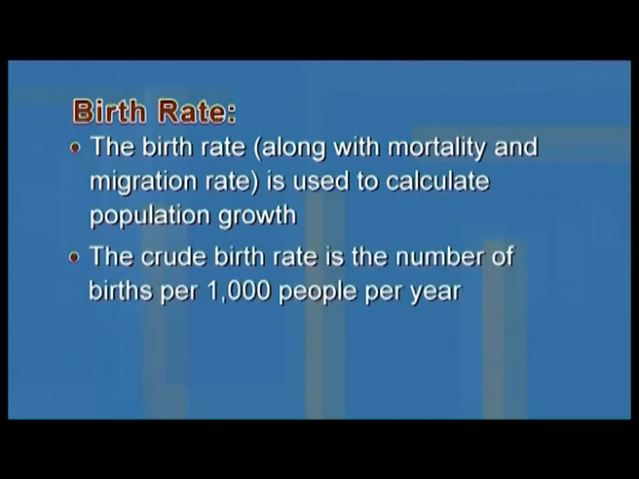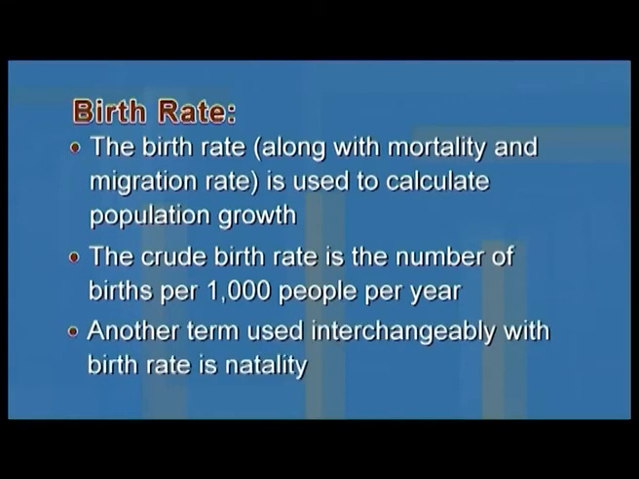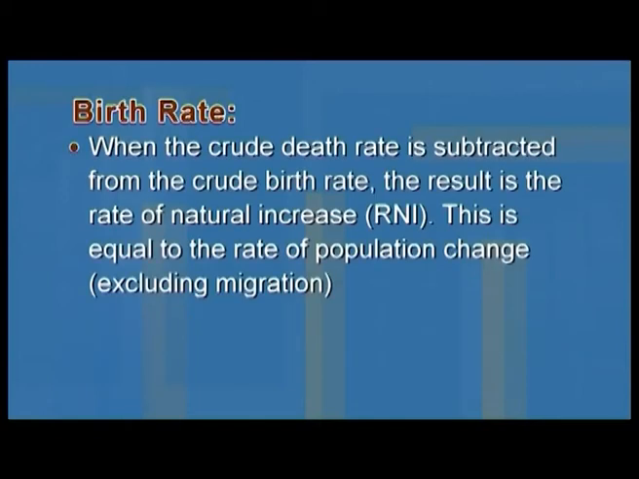The crude birth rate is the number of births per thousand people per year. Another term used interchangeably with birth rate is natality. When the crude death rate is subtracted from the crude birth rate, the result is the rate of natural increase. This is equal to the rate of population change excluding migration.